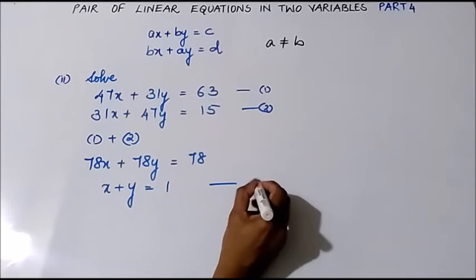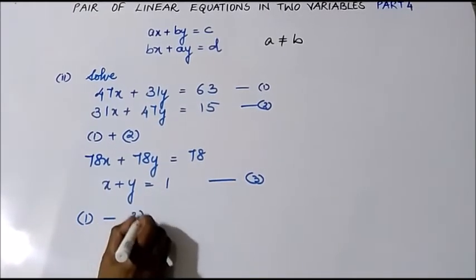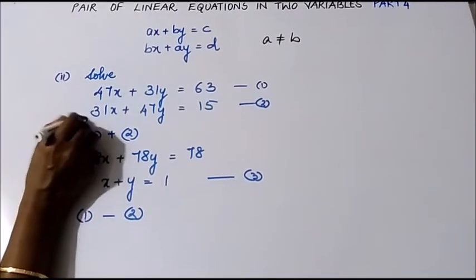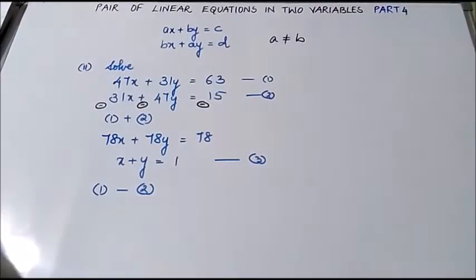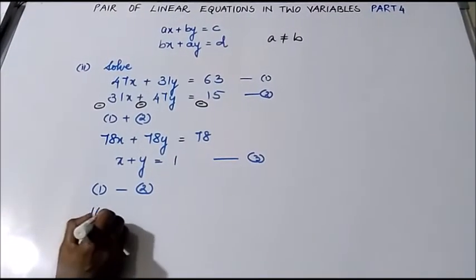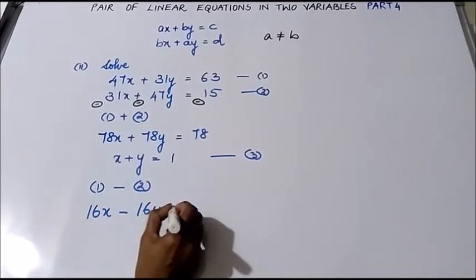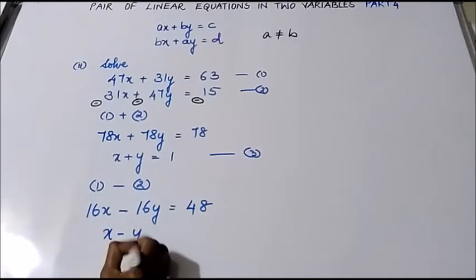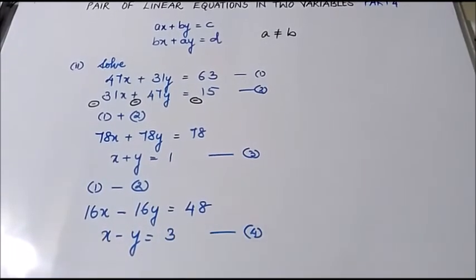This becomes equation 3. Now what we should do? Subtract. Equation 1 minus equation 2. Minus means we change the sign. That means here it becomes minus, minus, and a minus here also. This will give us 16x minus 16y is equal to 48. Simplify it, you'll get x minus y is equal to 3. This is your fourth equation.